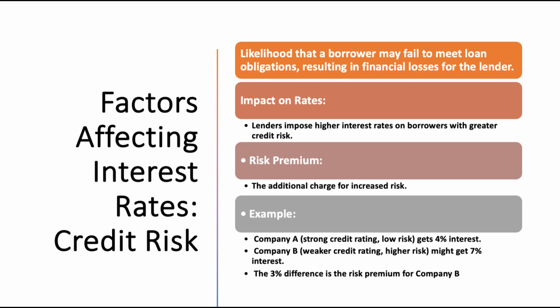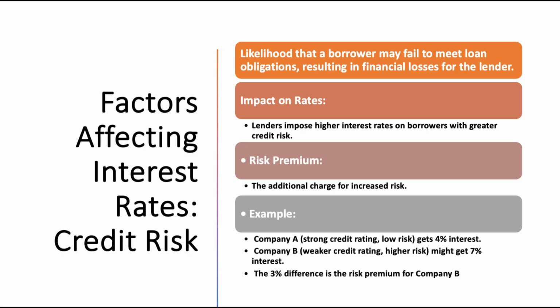Credit risk refers to the likelihood that a borrower might fail to repay a loan on time, which could result in losses for the lender. Because of this, lenders adjust interest rates based on how risky they believe the borrower is. The higher the perceived risk, the higher the interest rate charged to compensate for the possibility of default. This extra charge is called the risk premium.